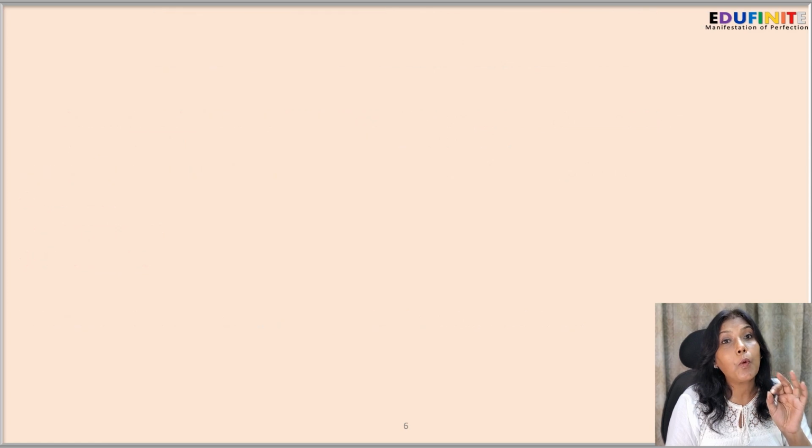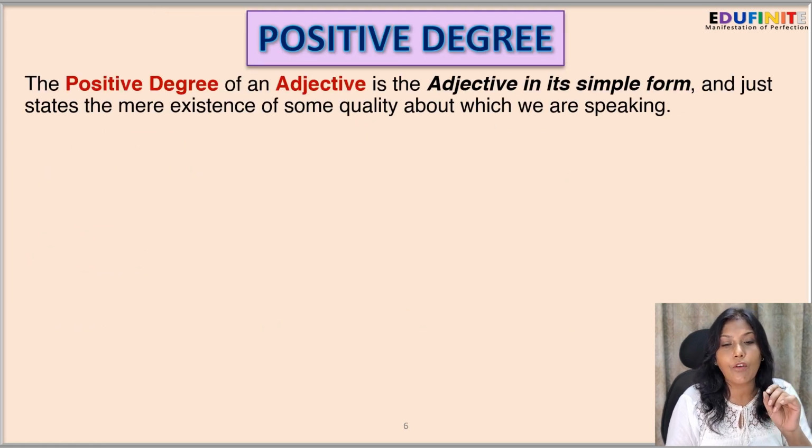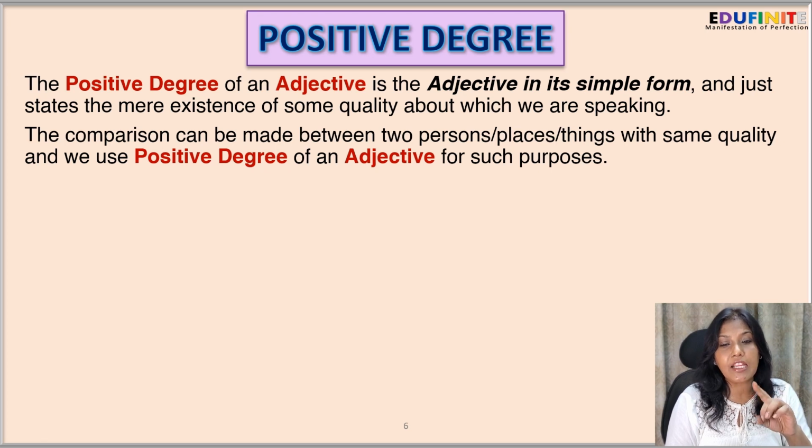Now we come to positive degree. Now what is positive degree? The positive degree of an adjective is the adjective in its simple form and just states the mere existence of some quality about which we are speaking. So this is the basic adjective which describes or modifies a noun. Next, the comparison can be made between 2 persons, places or things with the same quality. And we use positive degree of an adjective for such purposes.